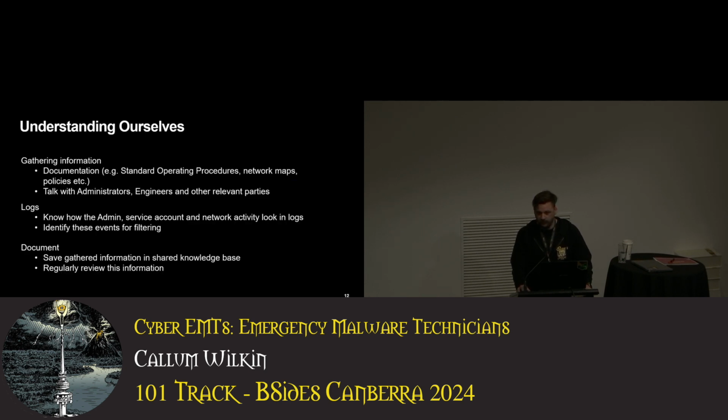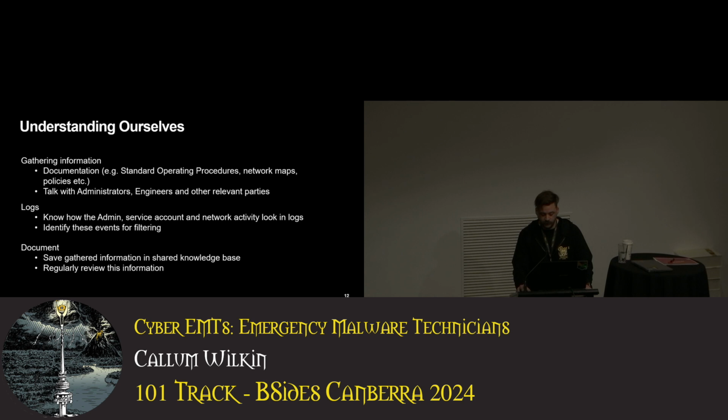Finally, we've got all the questions, but where do we get the answers? We can look at documentation like SOPs, network maps, policies, etc. But it's often better to just talk to the admins, network engineers, etc. to understand how they work and administer the system. This is especially useful in establishing these relationships early, because these are the people you need to talk to during an incident response. So having that relationship already there is essential. Next we need to know how these known events appear in logs, or if we can see them at all.